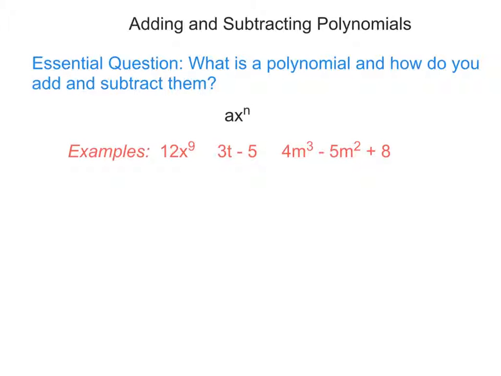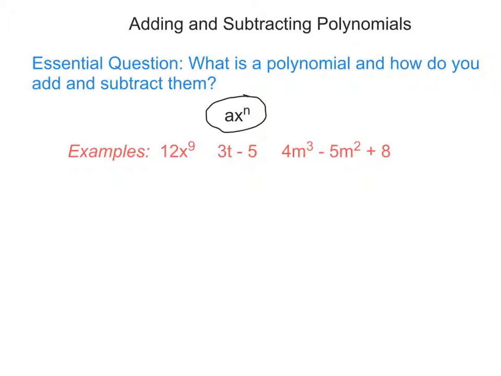Some things to note are the fact that the exponents are all positive whole numbers. They're never negative numbers, and they're never fractions or roots. Another thing to know is, going back to our original example of ax to the n, a can be considered the coefficient of x to the n, sometimes called the numerical coefficient, but most often simply referred to as the coefficient. And the exponent n is the degree of the term.